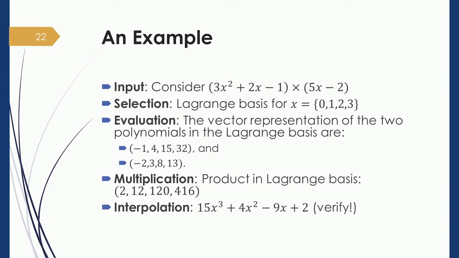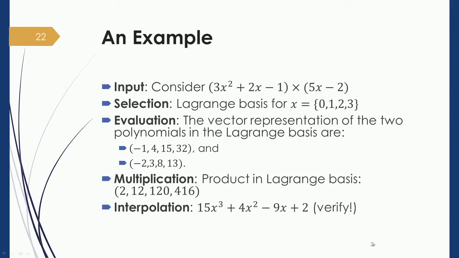Consider the two polynomials 3x squared plus 2x minus 1 times 5x minus 2. And let us ensure that the Lagrange basis we choose is sufficiently large to ensure that the product polynomial will also stay within this vector space. The product polynomial is going to be of degree 3, so we pick 4 points 0, 1, 2, and 3, based on which we define the Lagrange basis. The vector representation of the two polynomials in the Lagrange basis are simply the evaluations of the two polynomials at x values 0, 1, 2, and 3.